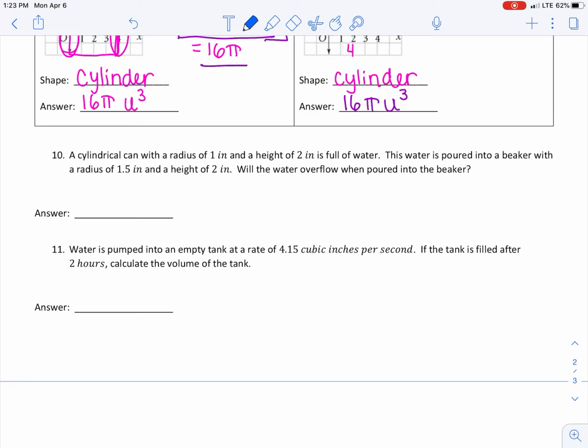So this time for number 10, it says we have a cylindrical can. So I'm going to go ahead and draw a can. Okay. And it says it has a radius of 1 inch. So we're going to put 1 inch here. Okay. And a height of 2 inches.